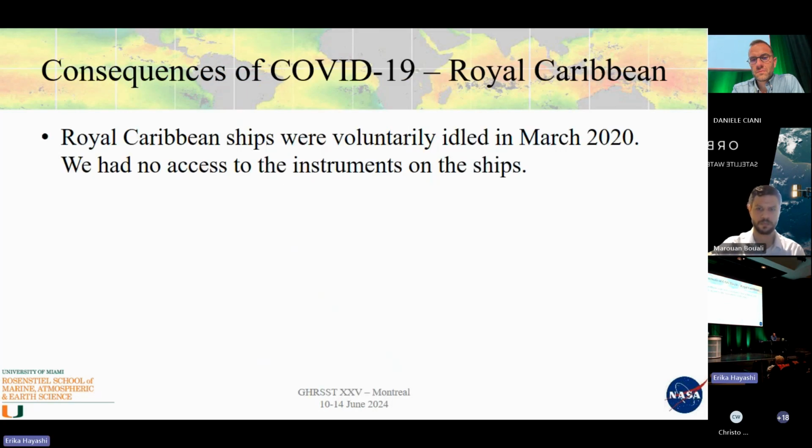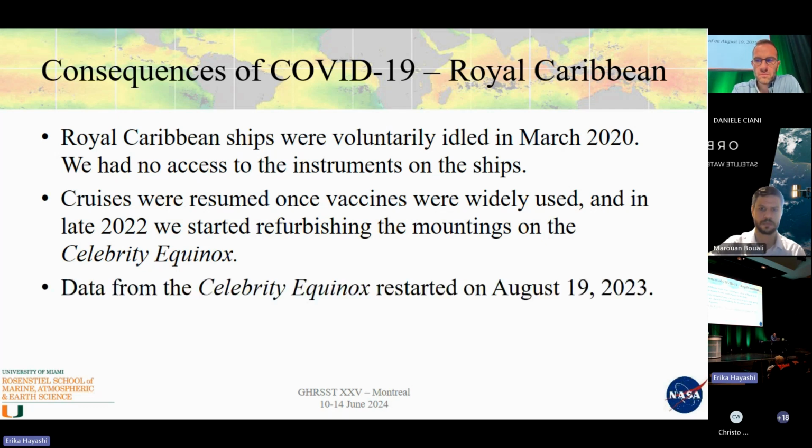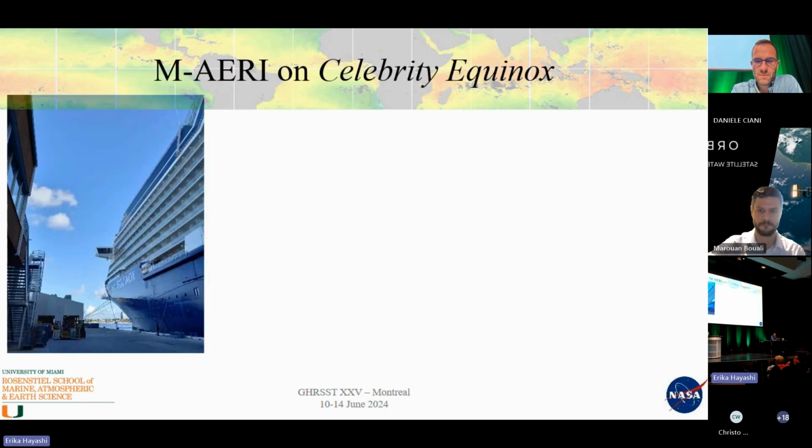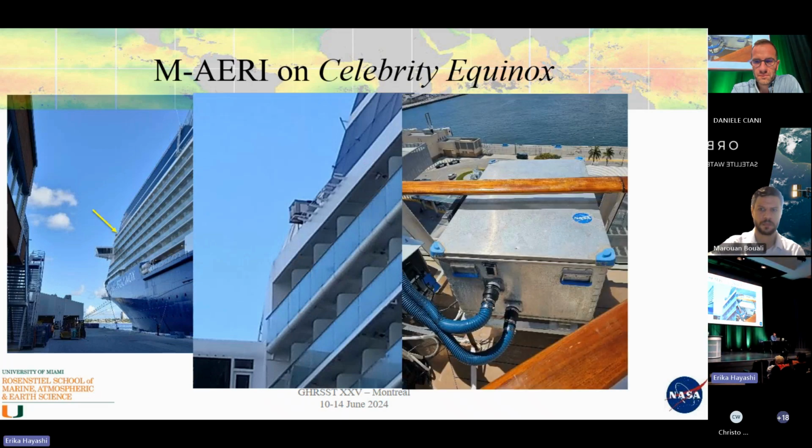The Royal Caribbean cruise ships were all voluntarily idled when the pandemic hit and there were travel restrictions. But once travel could be continued, they resumed, and we began to refurbish our equipment on the Celebrity Equinox. And the data began to flow again in August of last year. This is the Equinox. It's a big ship, and that is the MARY. That's a better view of the MARY. And this is how it looked after it'd been refurbished and everything was running again.